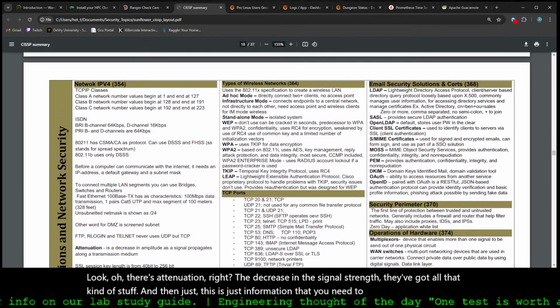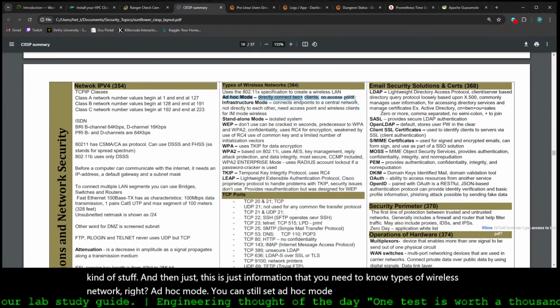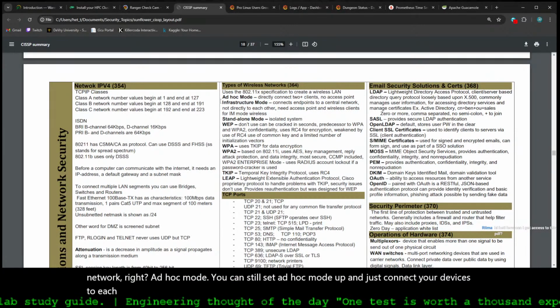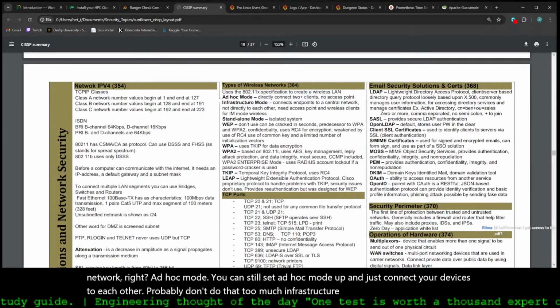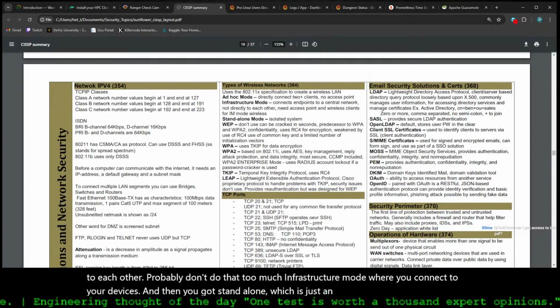Types of wireless network, right? Ad hoc mode. You can still set ad hoc mode up and just connect your devices to each other. Probably don't do that too much. Infrastructure mode, where you connect to your devices. And then you've got standalone, which is just an isolated system.